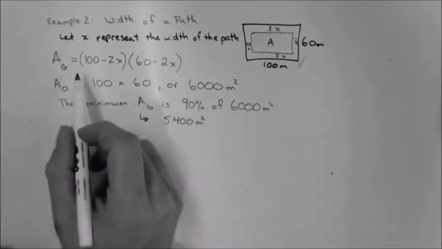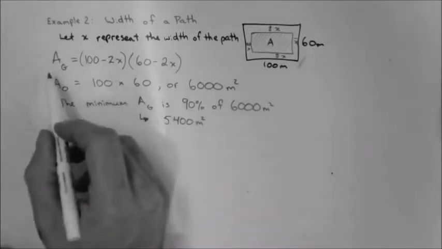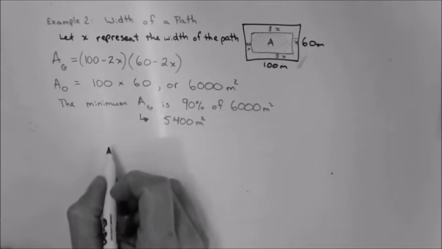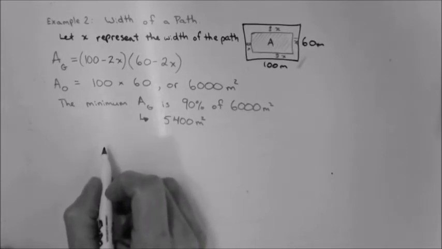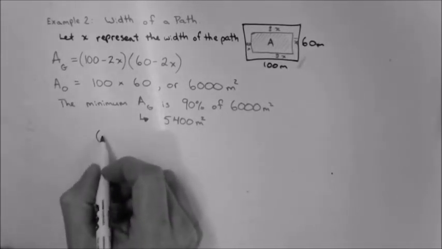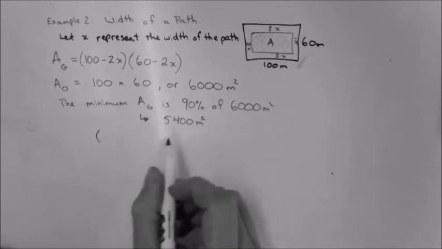Okay, so let's take our formula for AG that we just created, and we're going to set it equal to 5,400, because that's the minimum area that the grass can be.